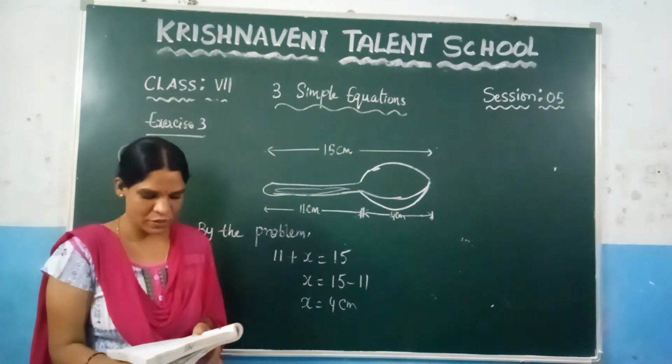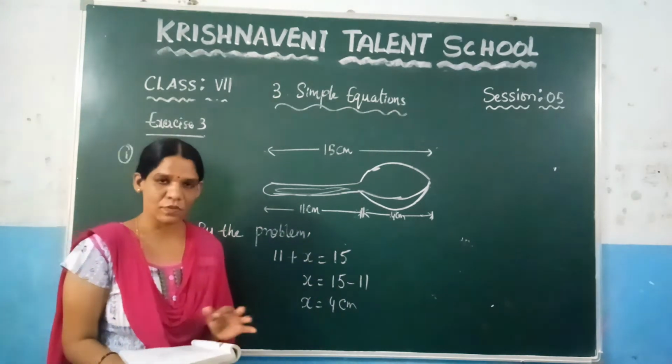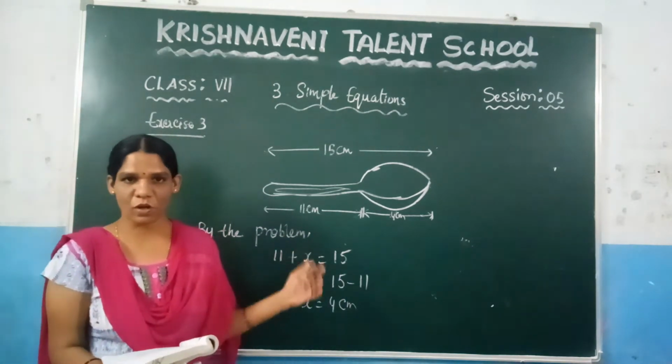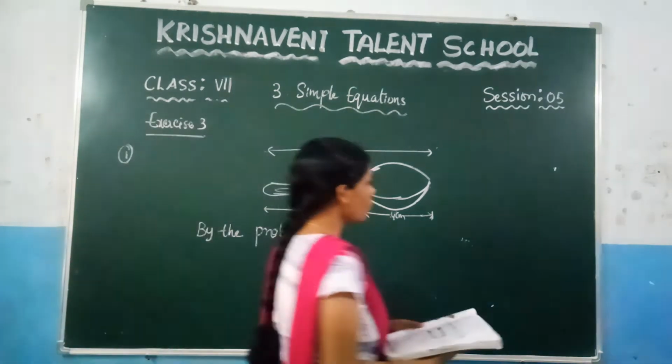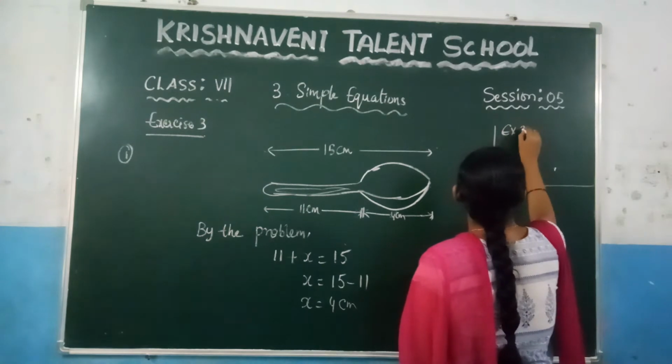In the second question the same thing is given, but the figure is a pen. The same thing you can follow here. You can do that one as homework. In exercise 3, the second question is your homework.